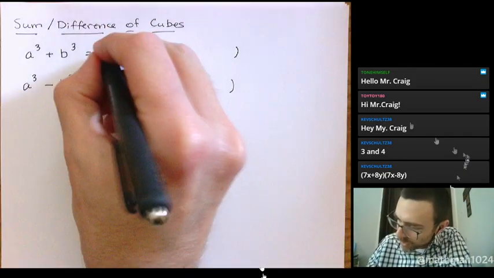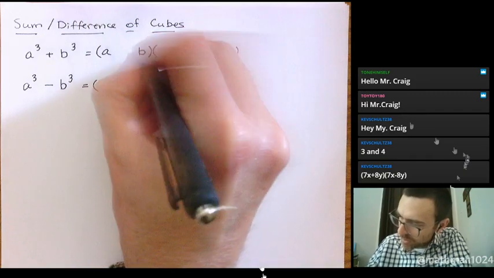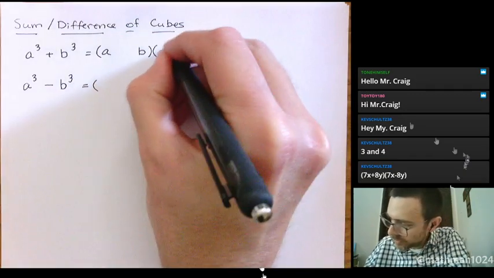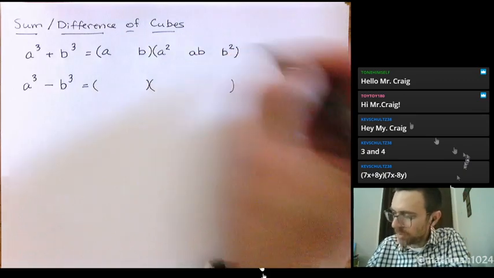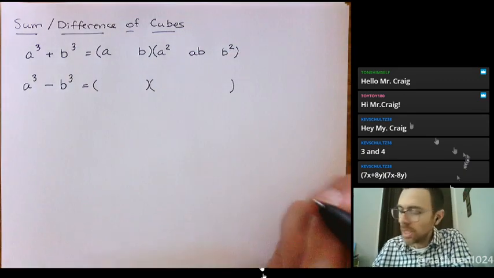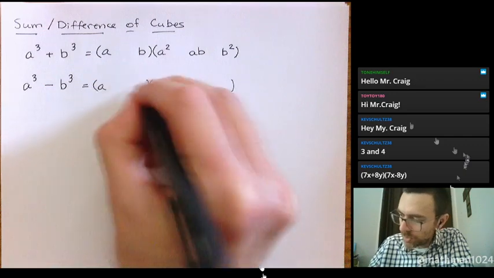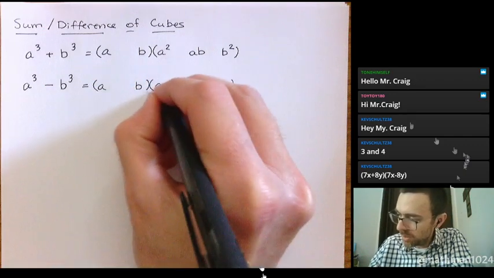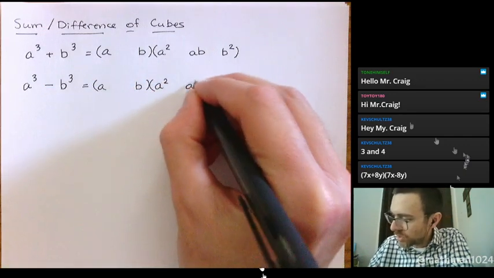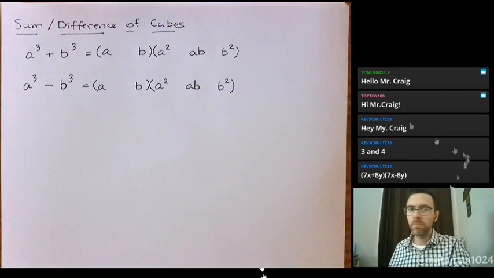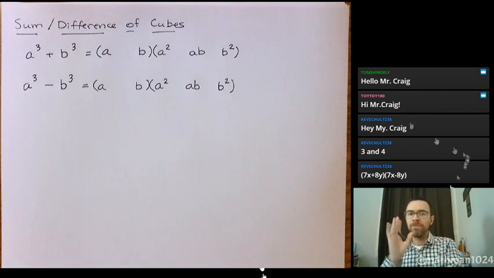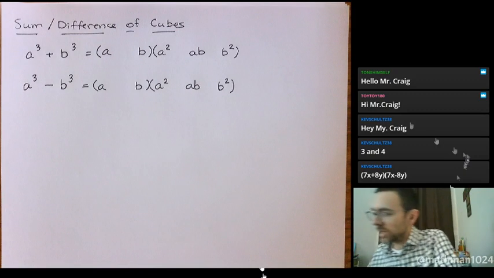So the pattern is going to be a, b, a squared, ab, b squared. Now that's for the sum of cubes. And for the difference of cubes, it's also going to be a, b, a squared, ab, b squared. Exactly the same. But now it comes down to the signs. So there's a trick for the signs.